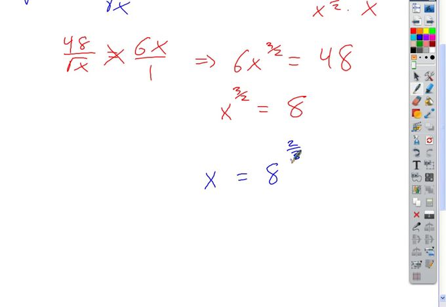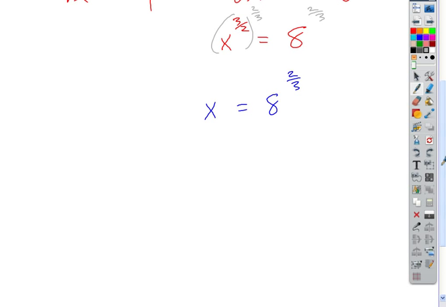And that makes sense, doesn't it? If I take both sides to the 2/3 power, x to the 2/3, x to the 3/2 to the 2/3. If I take a power to a power, what do I do to the exponents? I multiply, so they would cancel. That's why we did that, right? Ultimately, that's what I was doing.